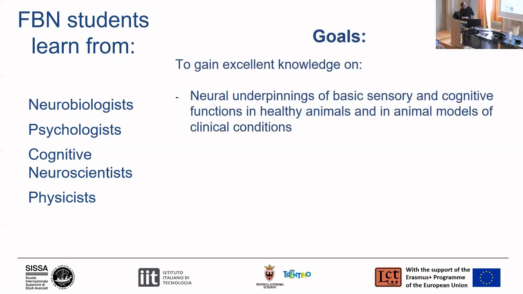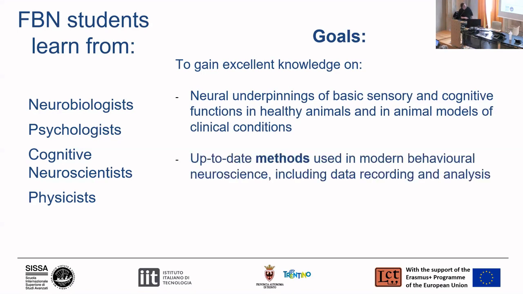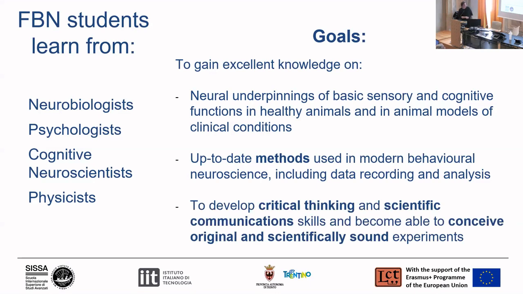That's basically it. The goals are to provide an excellent knowledge, of course, right? Neural underpinnings of basic sensory and cognitive functions, in healthy animals and in animal models of clinical conditions. So these two are covered here. Up-to-date methods: we have modern behavioral neuroscience laboratories, and we also introduce how to record data, how to analyze it, and so on. And of course, we hope that you will develop your own critical thinking. You don't take everything that they say to you for granted. And I believe that even if you quit science, we should implement a bit more scientific, statistics-based, reasoning-based arguments also in society. I think society will become a better place.